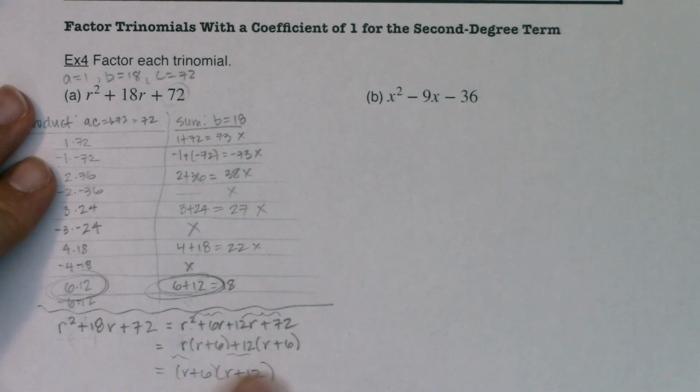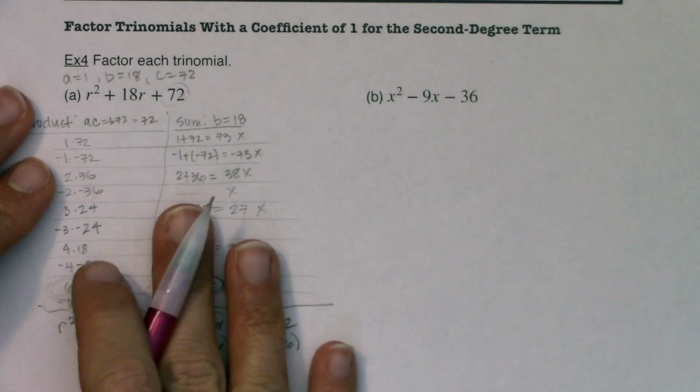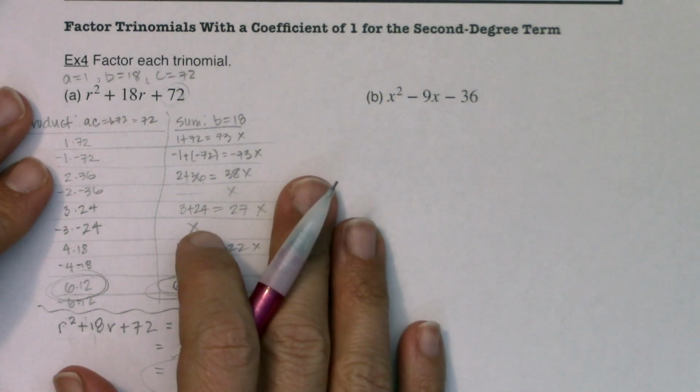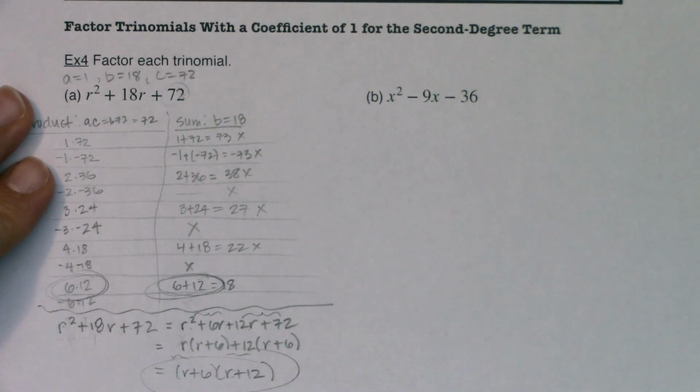And if you wanted to check this, you could FOIL, right? R times R is R squared. Outer, 12R. Inner, 6R. 12 and 6 is 18, and then 6 times 12 is 72, all right? So I did factor my trinomial, and you could make the argument that it was easier to guess and check, not denying that. I'm just saying here is a way that will definitely get you to an answer.